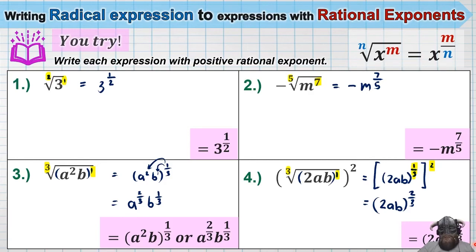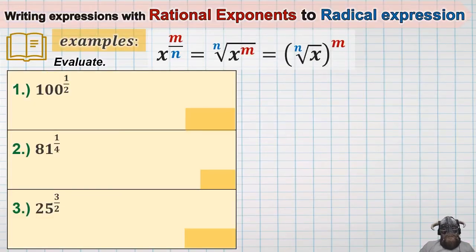Ngayon naman, gagamitin natin yung concept na writing expressions with rational exponents to radical expression para i-evaluate itong ating mga given examples. But right now, we'll be having a new expression or bagong itsura ng ating expression wherein from this nth root of x raised to m, we can also write it as the quantity nth root of x raised to m. So yan, nasa labas ngayon yung m natin as the exponent. So kamukha yan nung isang example natin kanina. So how do we use that?